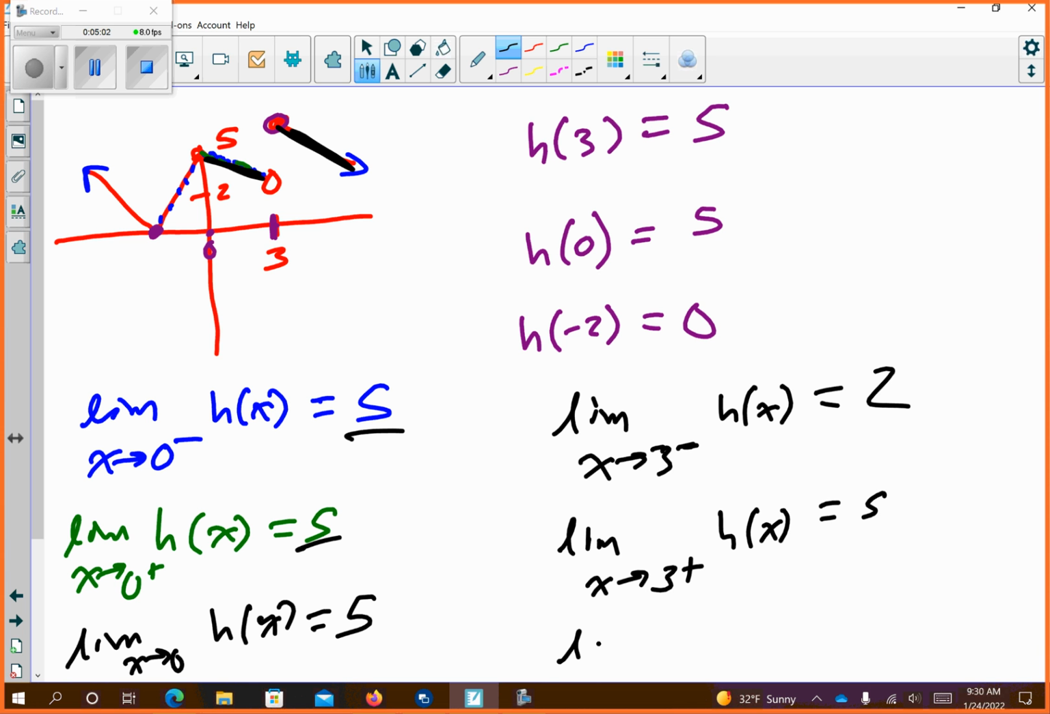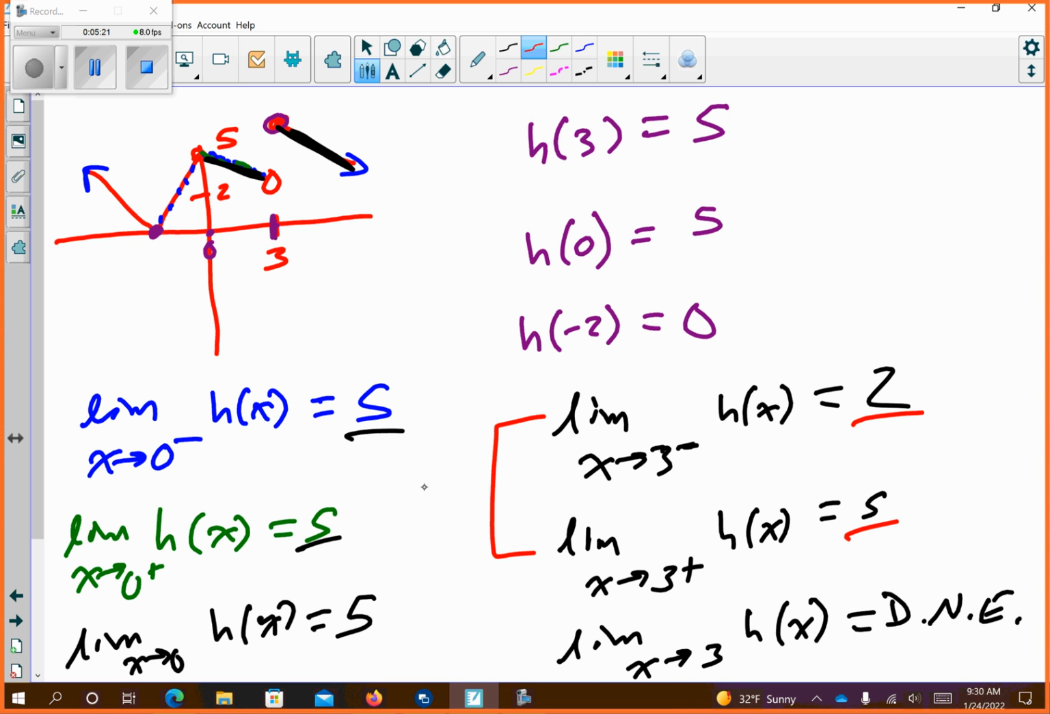And that means that the limit as x approaches 3 from both sides of h at x does not exist. It does not exist because the limit from the negative side was one number, the limit from the positive side was another number. That means those two limits do exist. This one does not. That won't exist because of that. That help you on that?